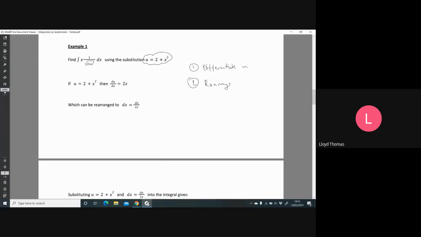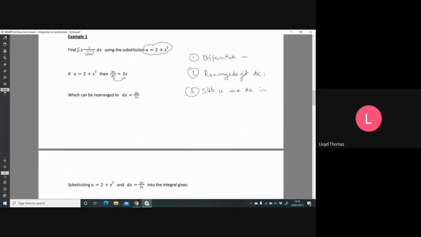Rearrange to get dx equals. So if I have du by dx is equal to 2x, they swap places and you get dx equals du over 2x. Now, excuse my handwriting, I want to sub u and dx in.